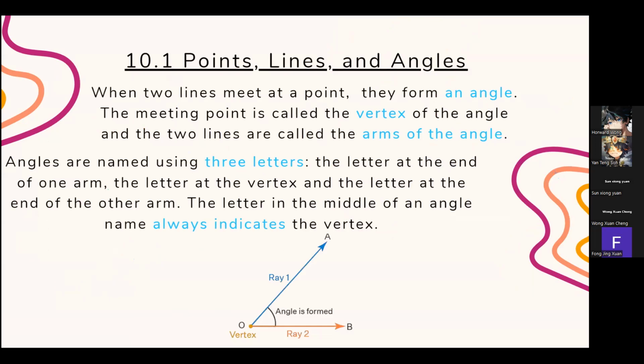Angles. When two lines meet at a point, they form an angle. The meeting point is called the vertex of the angle, and the two lines are called the arms of the angle. Angles are named using 3 letters: the letter at the end of one arm, the letter at the vertex, and the letter at the end of the other arm. The letter in the middle of an angle name always indicates the vertex.